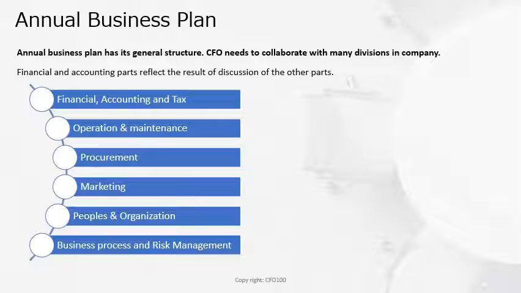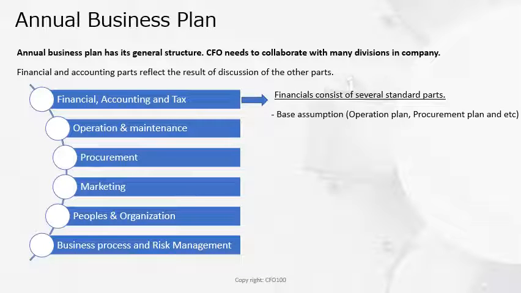Although the contents are different in each company, the CFO needs to understand the basic structure of the business plan, and you can get the image of the whole picture of it. Of course, the CFO's main focus is the part of financial, accounting, and tax. If you would like to understand much more about the contents of this part, you can see the right side of the box. This part consists of several small parts from base assumption to dividend plan.